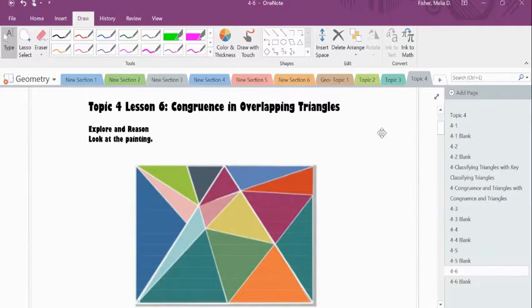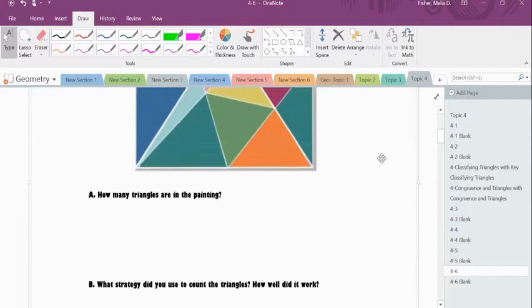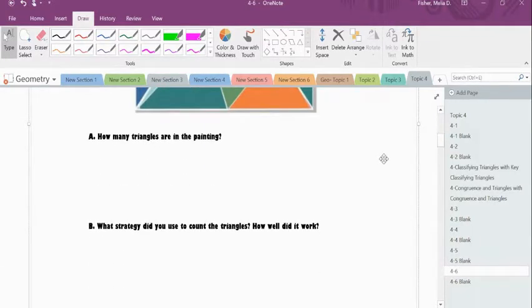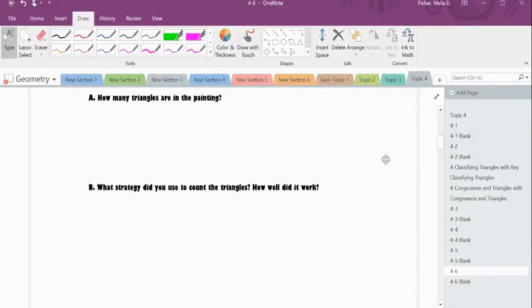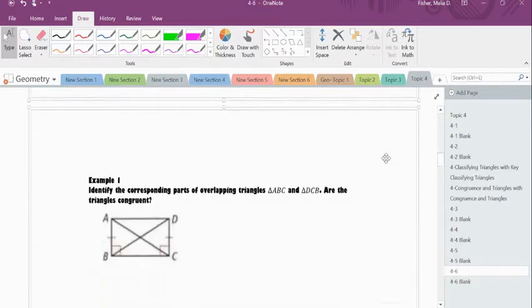Take a moment to do the explore and reason. Look at the painting and answer the questions: how many triangles are in the painting, what strategy did you use to count the triangles, and how well did it work? Go ahead, pause your video and do that, and then come back to example 1.